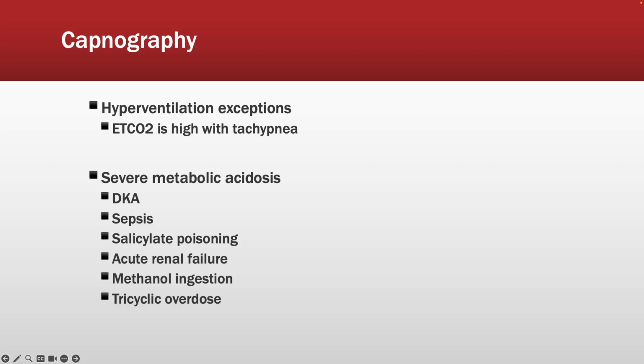Other situations this might happen would be severe metabolic acidosis. That's going to be DKA, sepsis, acute renal failure, tricyclic overdoses, antidepressants. Those states, that's going to be the body's way of compensating. So, we're going to help it compensate as much as we can, but that doesn't necessarily mean we need to slow those respirations down back to normal just yet.